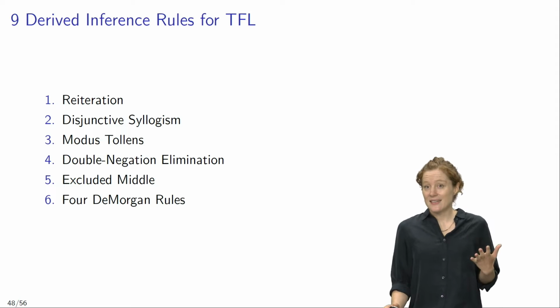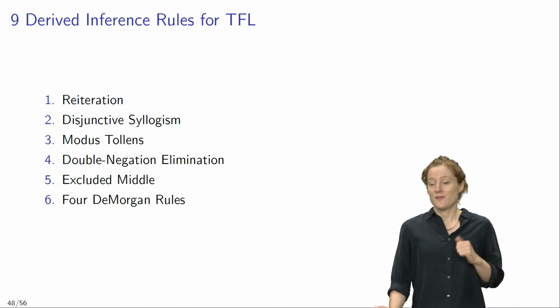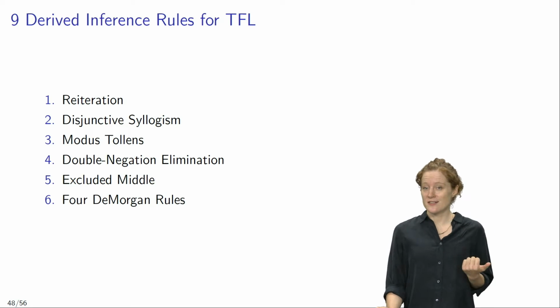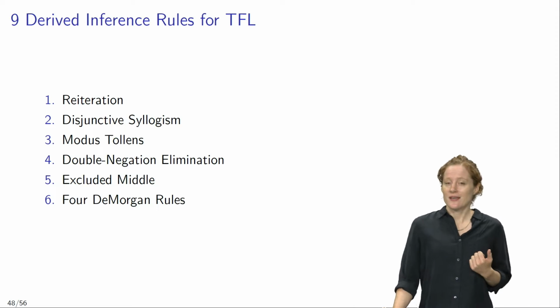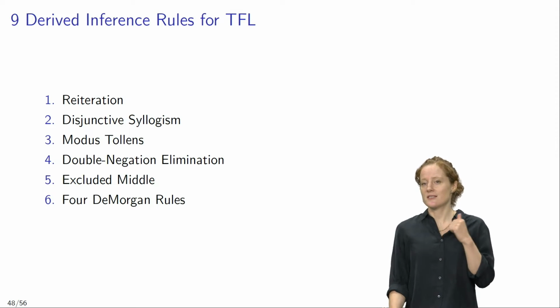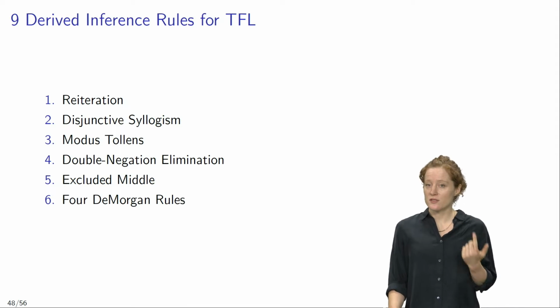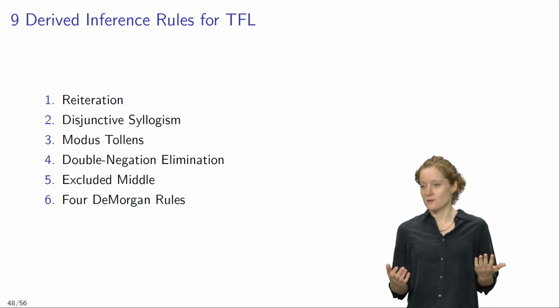Overall, we have 9 derived inference rules for TFL. We've already encountered the rule reiteration, which is in fact a derived inference rule. And then we are now going to meet a few additional ones. So disjunctive syllogism, modus tollens, double negation elimination, excluded middle, and 4 different De Morgan rules are all derived inference rules.